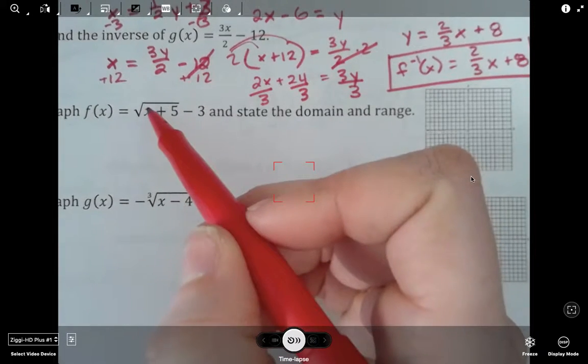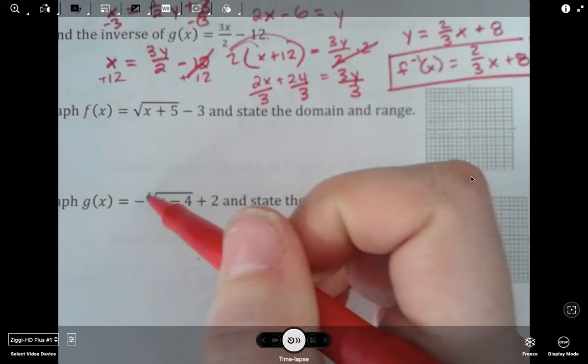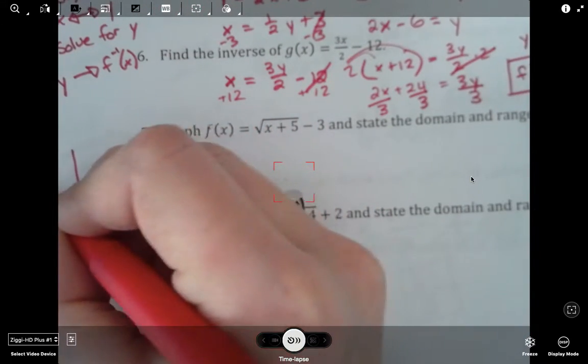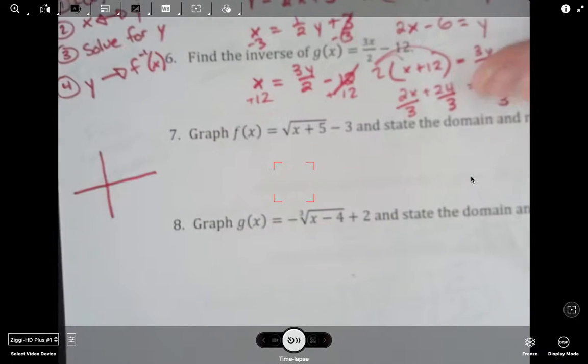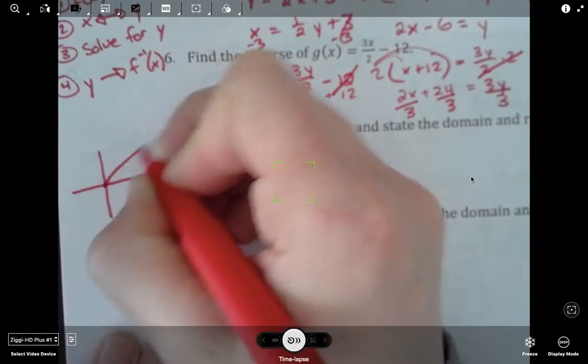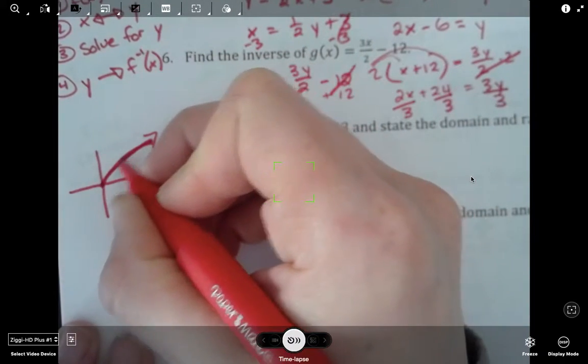This one is graphing a square root, and this one is graphing a cubic root. You see this little 3 right here? What does a square root look like if you don't move it around at all? Dot at 0, and then it goes like that, basically. It kind of has a little bit of a curve.